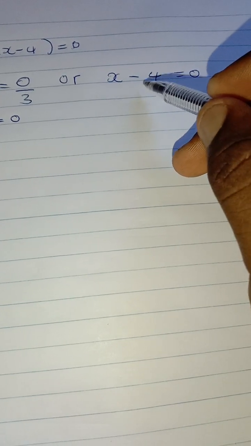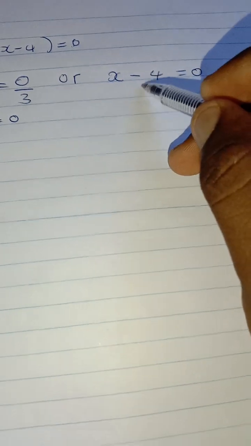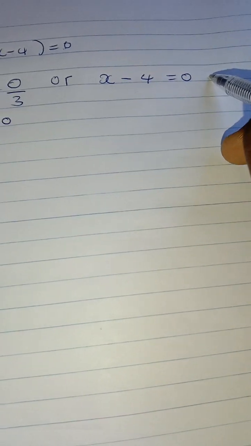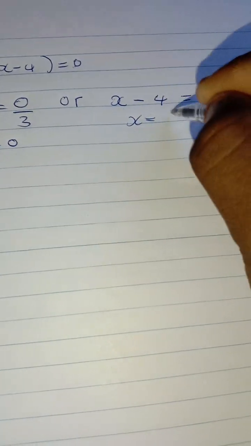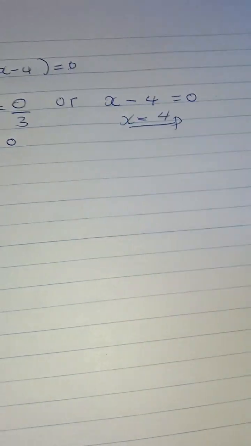And then the rule is saying you transpose this -4. And when you transpose this -4, it's going to be positive on the other side. So you're going to say x equals 4, and then your x is solved.